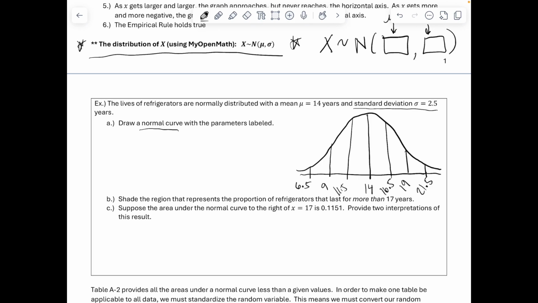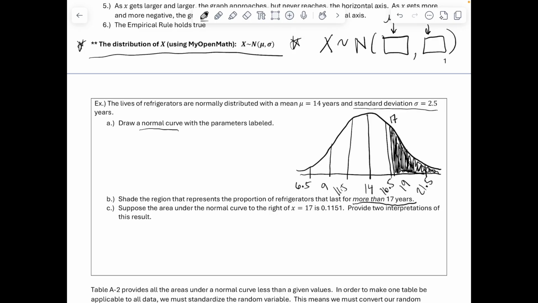Part B says to shade the region that represents the proportion of refrigerators that last more than 17 years. So more than 17 years. So for this, we're going to put a line at 17, which is a little bit larger than the 16.5. It's hard for me to label it down there. I'm going to put the 17 up above. And since it says more than, I'm going to be shading this curve to the right. The reason I'm shading it to the right and not the left is because it says more than, and more than means greater than. So what I have shaded here is that area under the curve, which again represents a probability that they are going to be lasting more than 17 years.